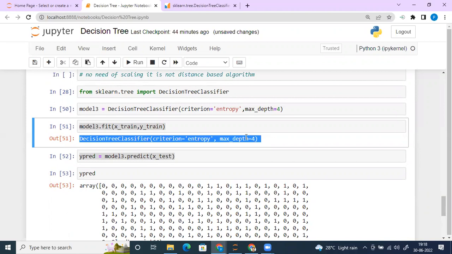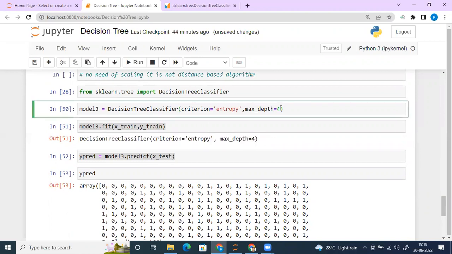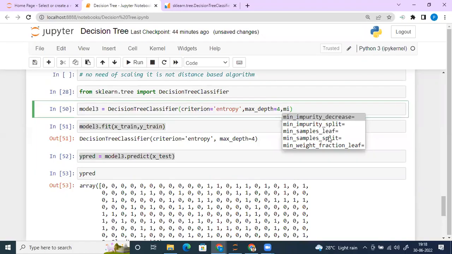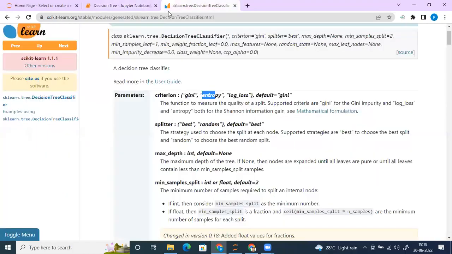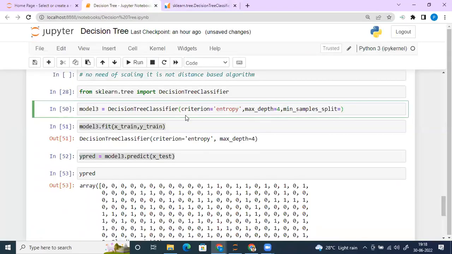Sorry, what I was doing. Min sample split. What is this parameter? Go here and read: minimum number of samples required to split an internal node. What do you mean by that? Understand. Come here, everyone, and let me show you.